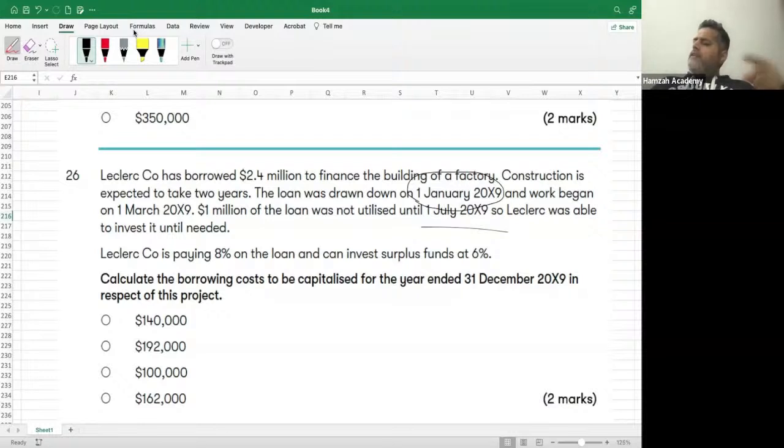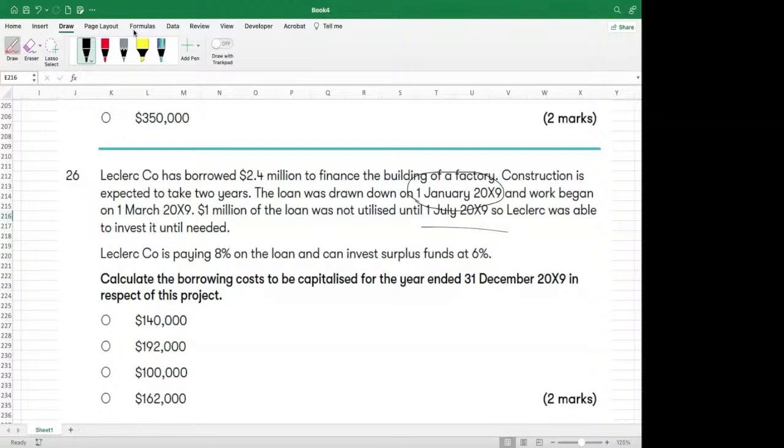Can you please repeat your point again? From 1st January to March, we didn't utilize the 2.4 million. So if we have to calculate interest, we have to calculate for the 2 months on 2.4 and the remaining 4 months on 1 million.